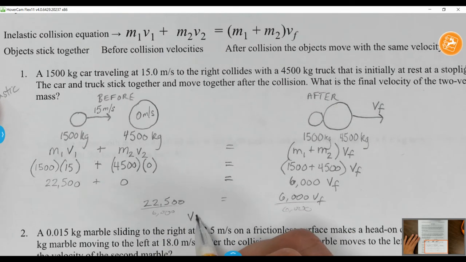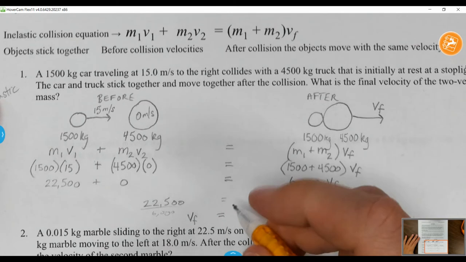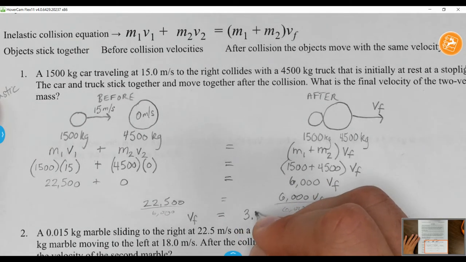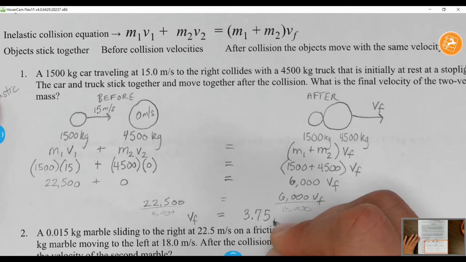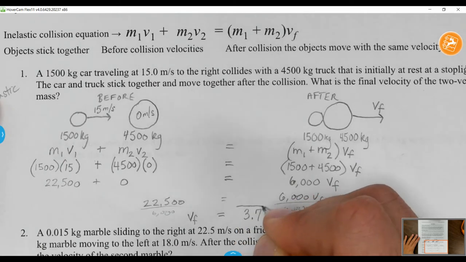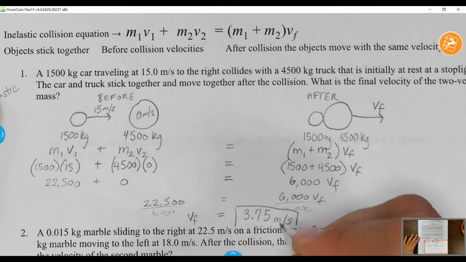And the final answer should come out to be, if you calculate it out, 3.75 meters per second.